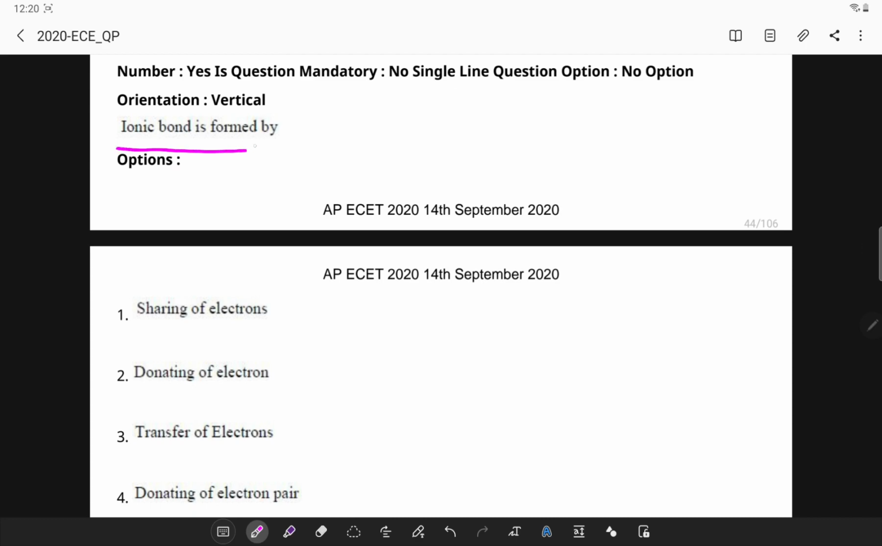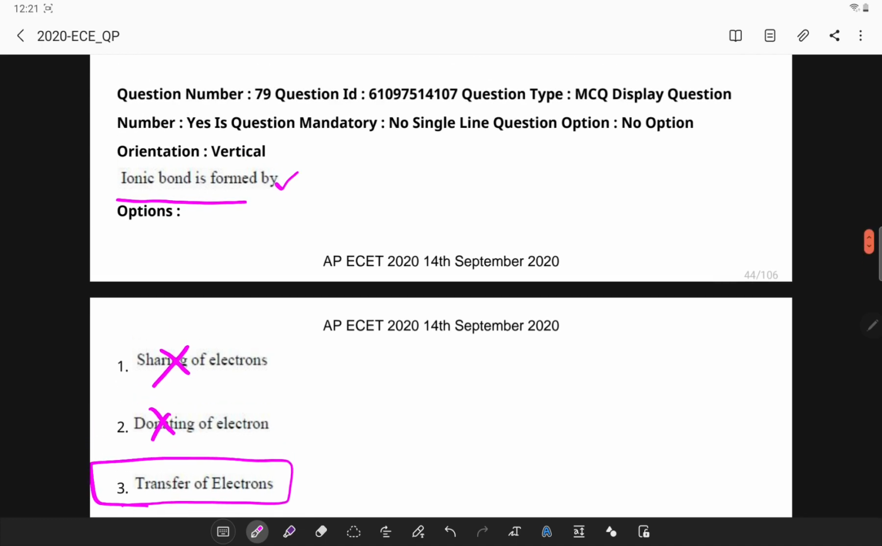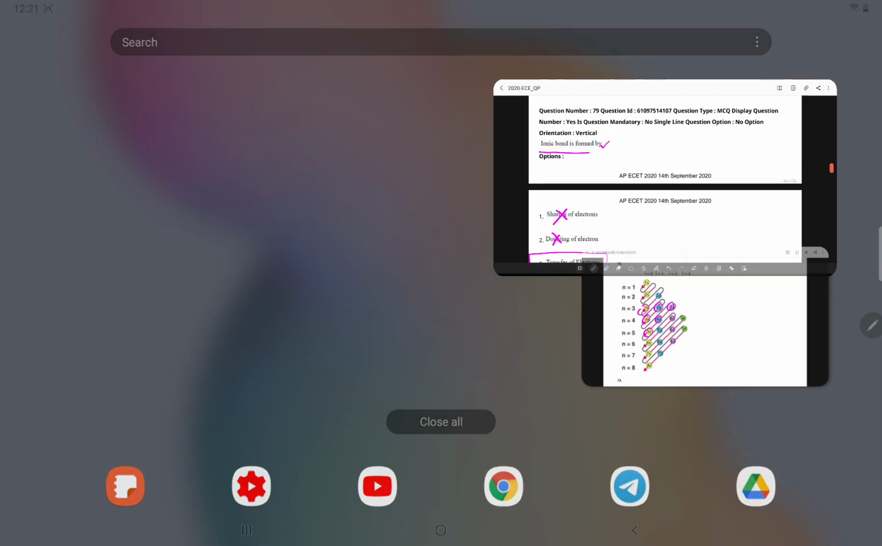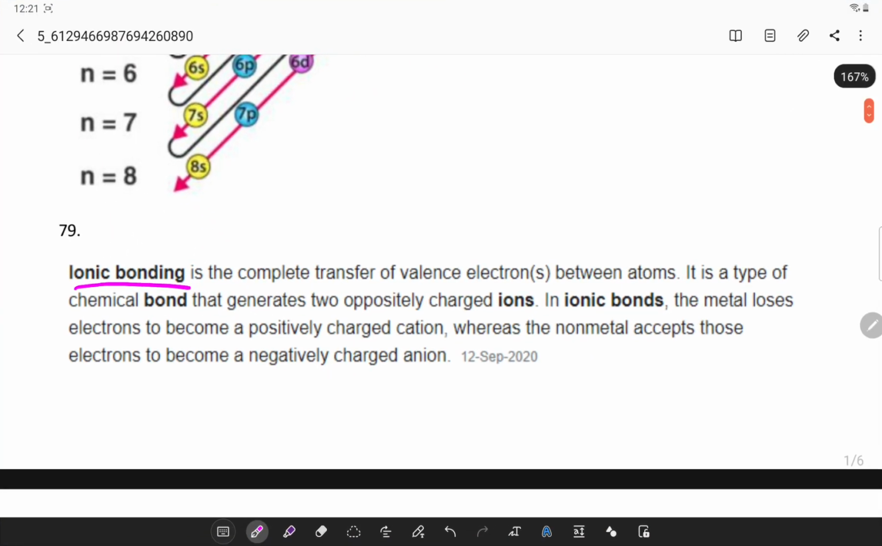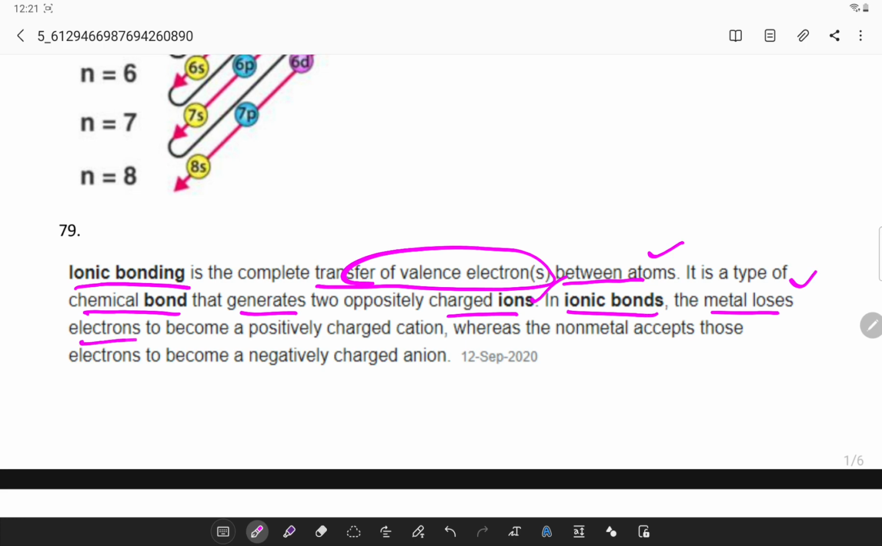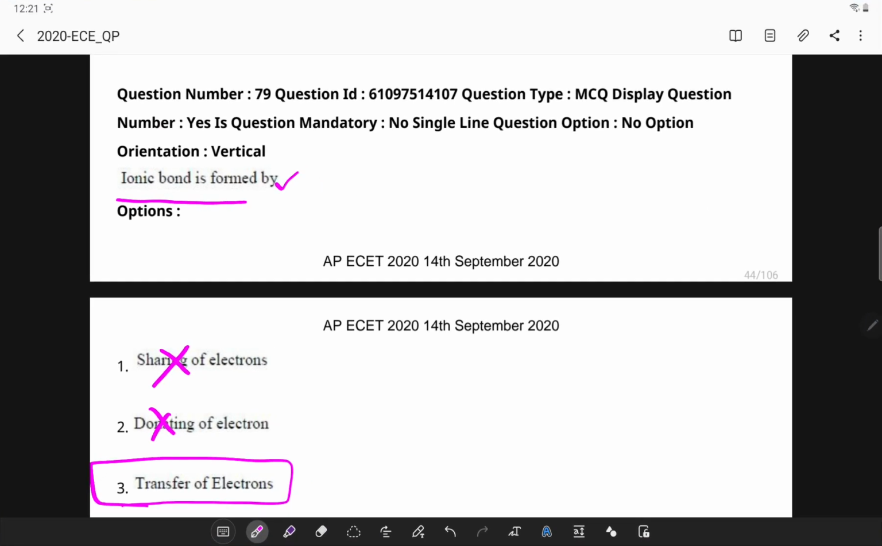So next, ionic bond, how is it formed? It is not formed by sharing or donating, it is formed by transfer of electrons. So ionic bond is a complete transfer of valence electrons between atoms, and basically this chemical bond generates two types of ions. In ionic bonds, the metal loses electrons to become positively charged, whereas a non-metal will accept the electrons and become negatively charged.